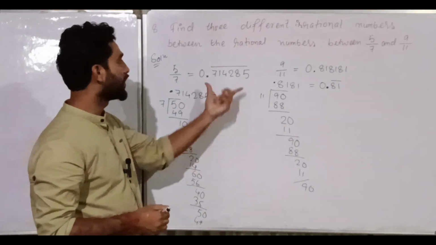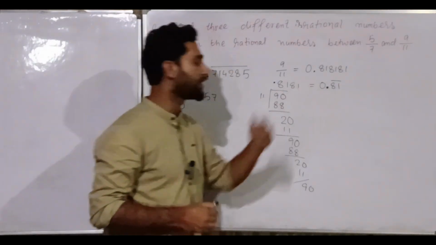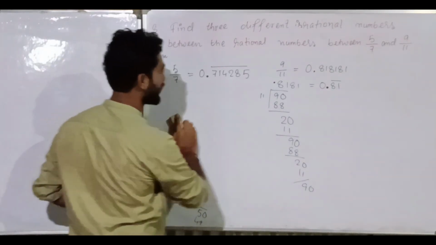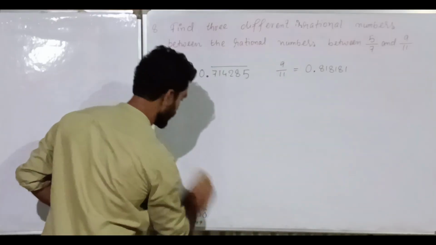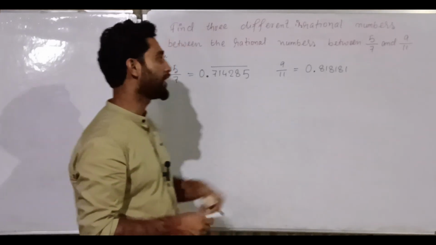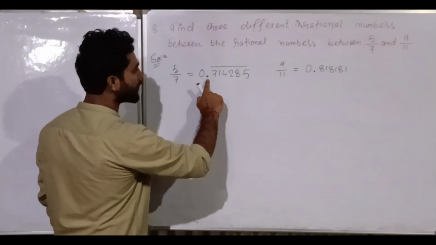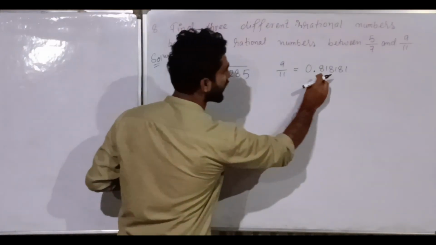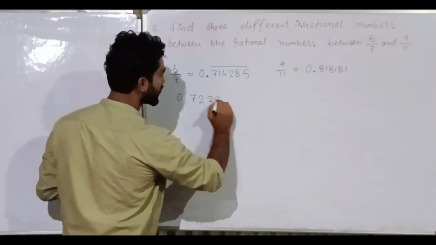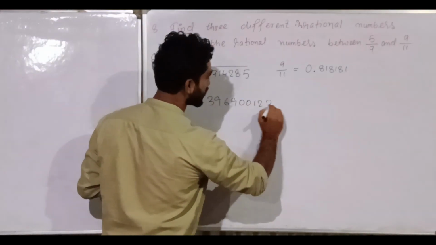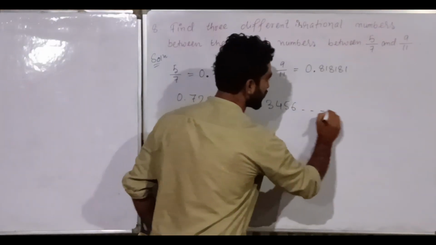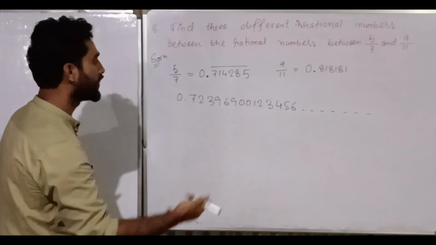Now we have to find out the irrational numbers between this number and this number. So see, we can write infinite number of irrational numbers between two rational numbers. Let's suppose we have to write a number between 0.71 and 0.81. So we can start like this: 0.723969000123. You have to be careful that there should not be the repetition of the digits. So like this we can write the irrational number.